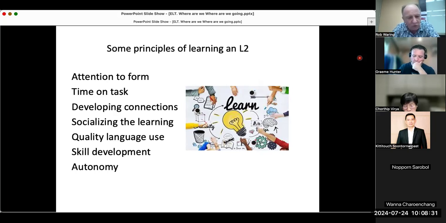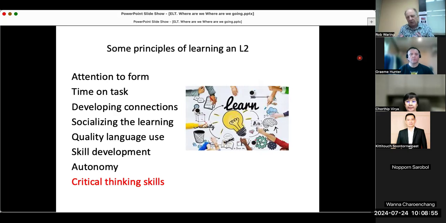And probably on top of all of those, something that's not directly related to an L2, I would say critical thinking skills, critical pedagogy is going to be pretty important in the future, because we can't know what kind of world our students are going to inhabit in the future. We need to make sure that they can adapt to whatever the world's going to throw at them.